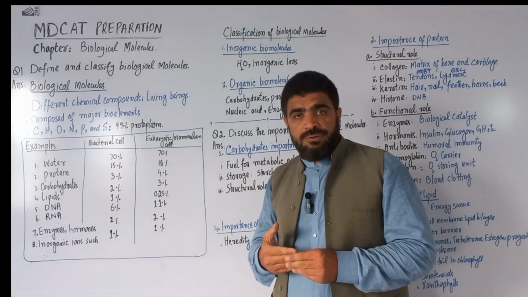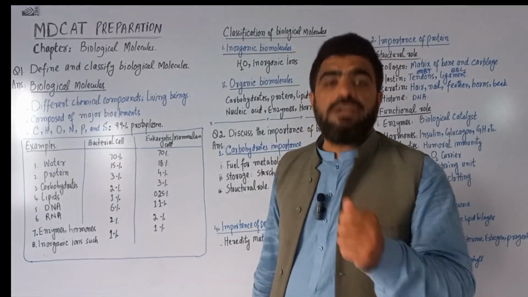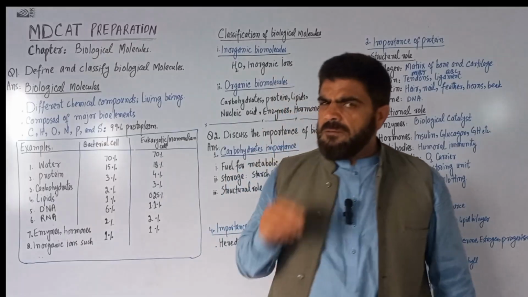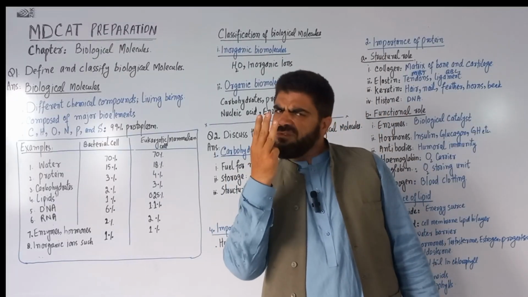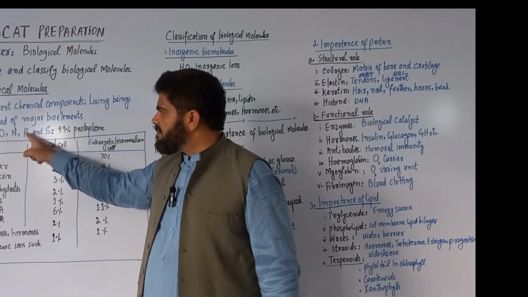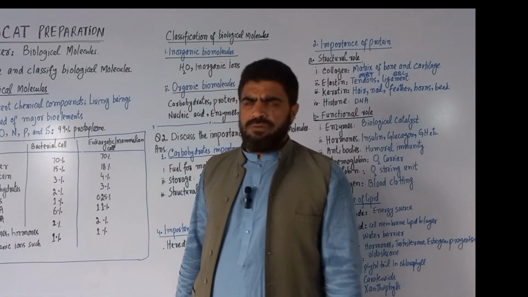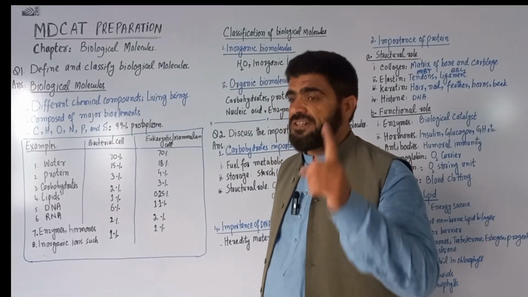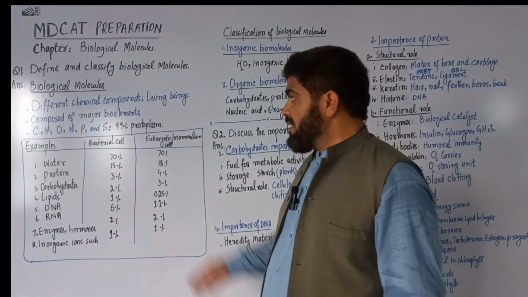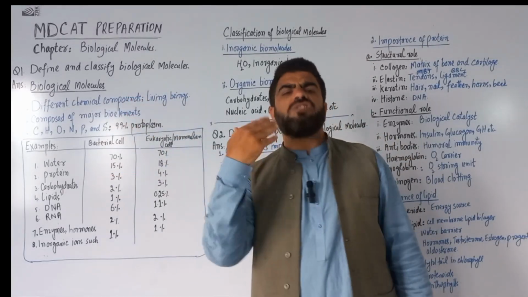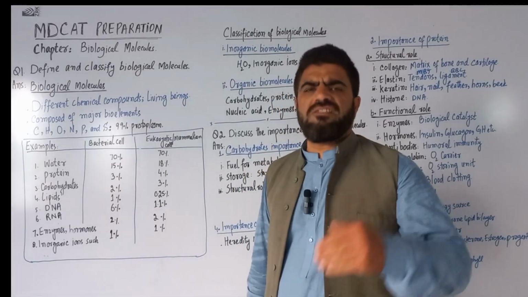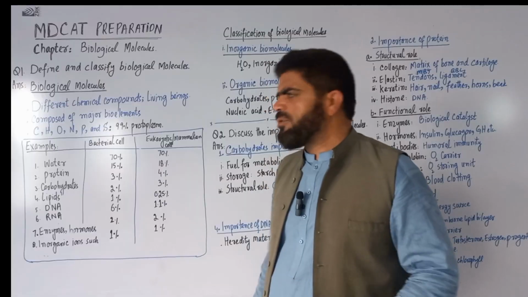Basically, there are bioelements. In total there are 16 bioelements, of which the 6 major elements are carbon, hydrogen, oxygen, nitrogen, phosphorus, and sulfur. These are the major bioelements which make up 99% of protoplasm. The remaining minor trace bioelements are about 1% of the total body.